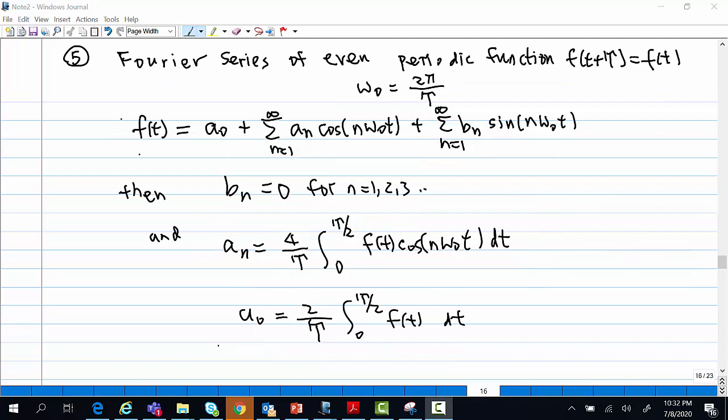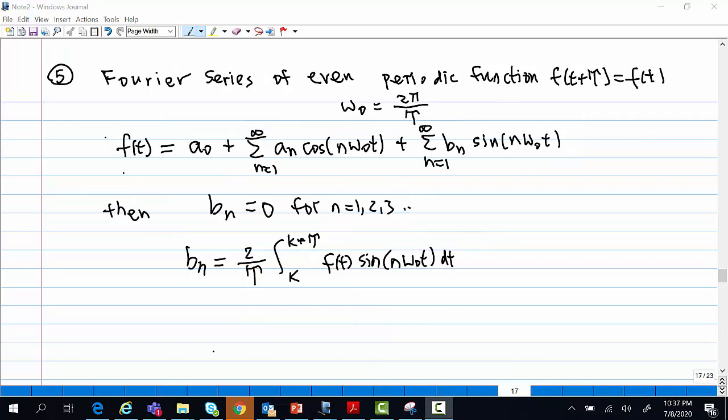Finally, we are going to talk about the Fourier series of an even periodic function. Then f(t) equals a0 plus the summation of an cosine n omega 0 t plus the summation of bn sine n omega 0 t. And bn are all 0, so this bn will disappear. And an becomes 4 over T integral of f(t) cosine n omega 0 t from 0 to T over 2. And a0 is 2 over T integral of f(t) from 0 to T over 2. We'll see the proof of this.